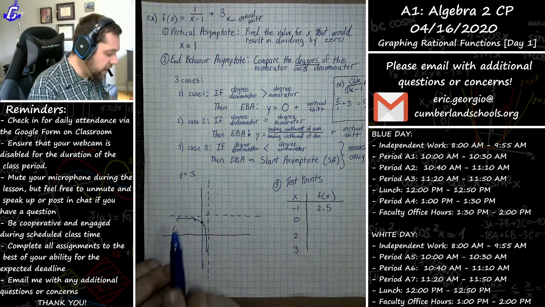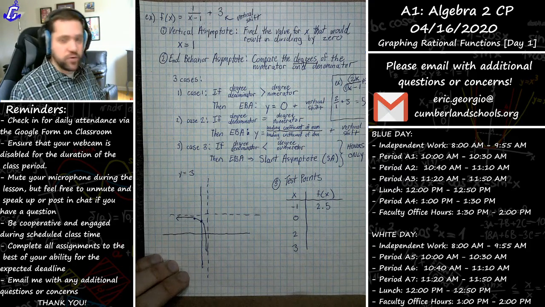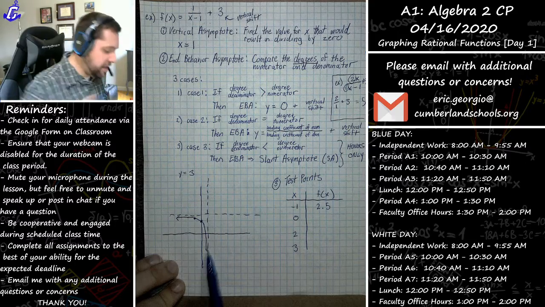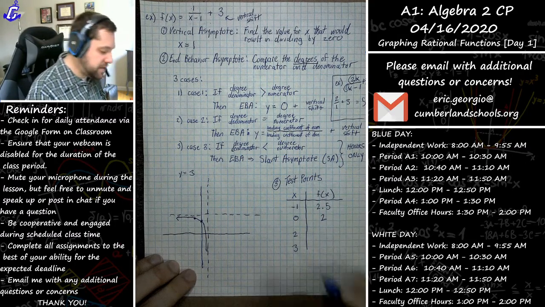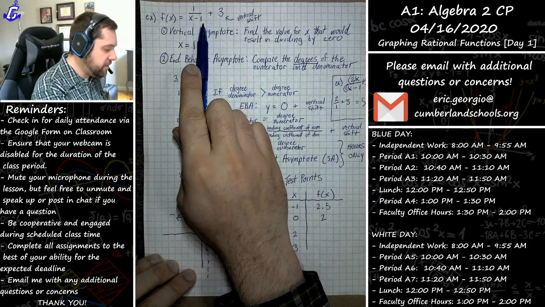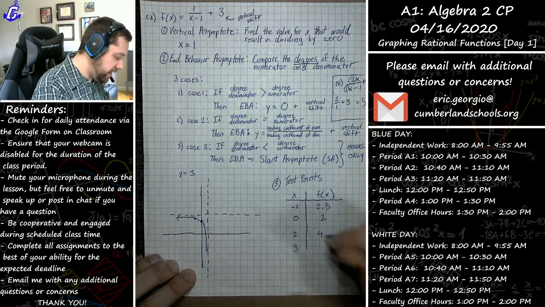I knew to draw it that way because these asymptotes served as guidelines for me for how to draw my function, right? I draw it to approach but never touch the asymptotes. Okay. Now I just do the same on the opposite side. So I go ahead and plug in 2. 2 minus 1 is 1. 1 divided by 1 is 1. Plus 3 is 4, so I have a point at (2, 4).